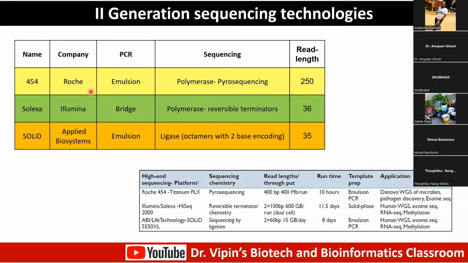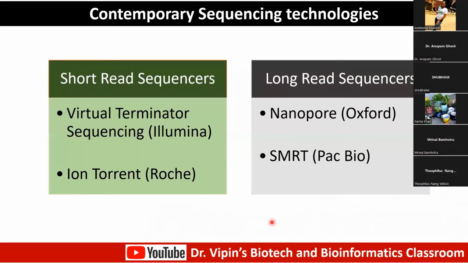And if you see here again, pyrosequencing was polymerase-based sequencing. Solexa was polymerase-based sequencing as well. This is Illumina. And SOLiD was ligase-based sequencing. Now these are obsolete. Illumina is what continues. So if you look at the contemporary sequencing technologies that are available in the market today, you can classify them into 2 different categories. One is what is known as the short read sequencers, and the other is what is known as the long read sequencers.